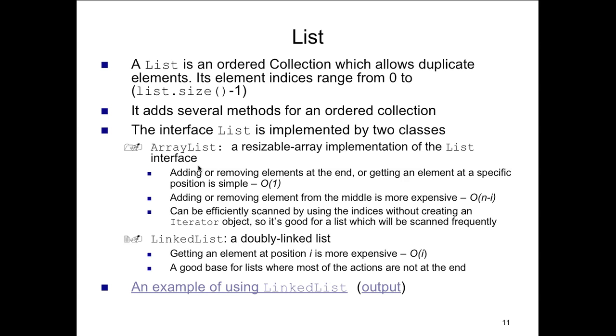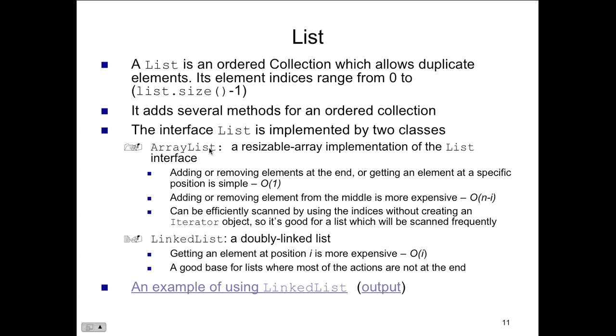Its element indexes range from 0 to size minus 1, just like an array, actually. And it adds several methods of an ordered collection. The interface List is implemented by two classes, the ArrayList and the LinkedList. You're wondering, well, why would I want two?